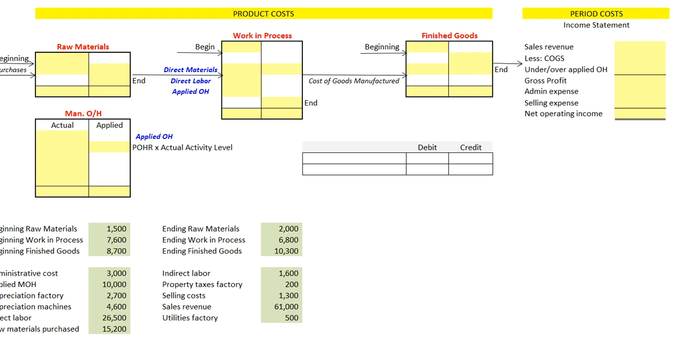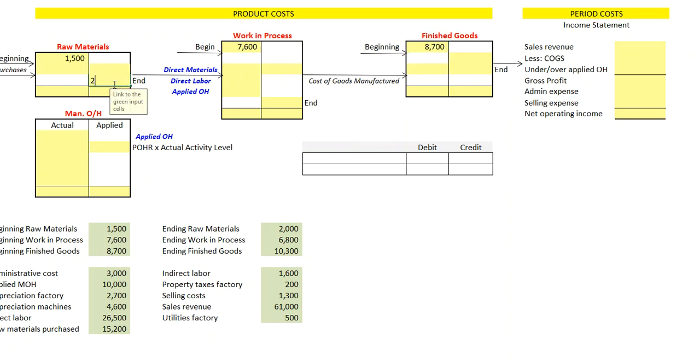Let's walk through a short problem. We're given information regarding beginning balances in our raw materials, work in process, as well as in finished goods, as well as ending balances. Let's go ahead and put those on our cost flow diagram. The beginning raw materials balance is $1,500. The beginning work in process balance is $7,600. And the beginning finished goods balance is $8,700. We're given information regarding the ending balance.